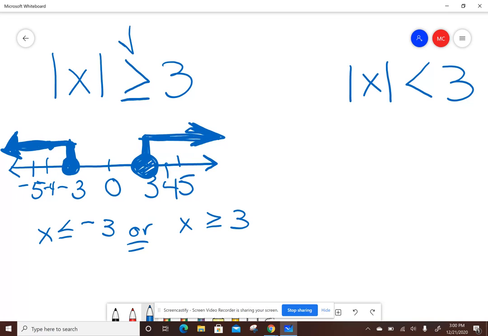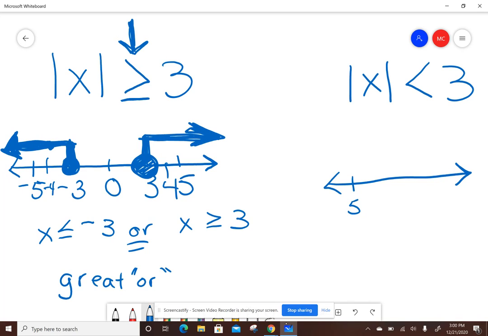And this is when we had the absolute value greater than 3. Now, let's look at this one. The absolute value of x is less than 3. So let's think of examples where the absolute value is going to be less than 3. Let's use some of the same target numbers, but we'll add some. We'll go 0, and then we'll start 2, 3, 4.